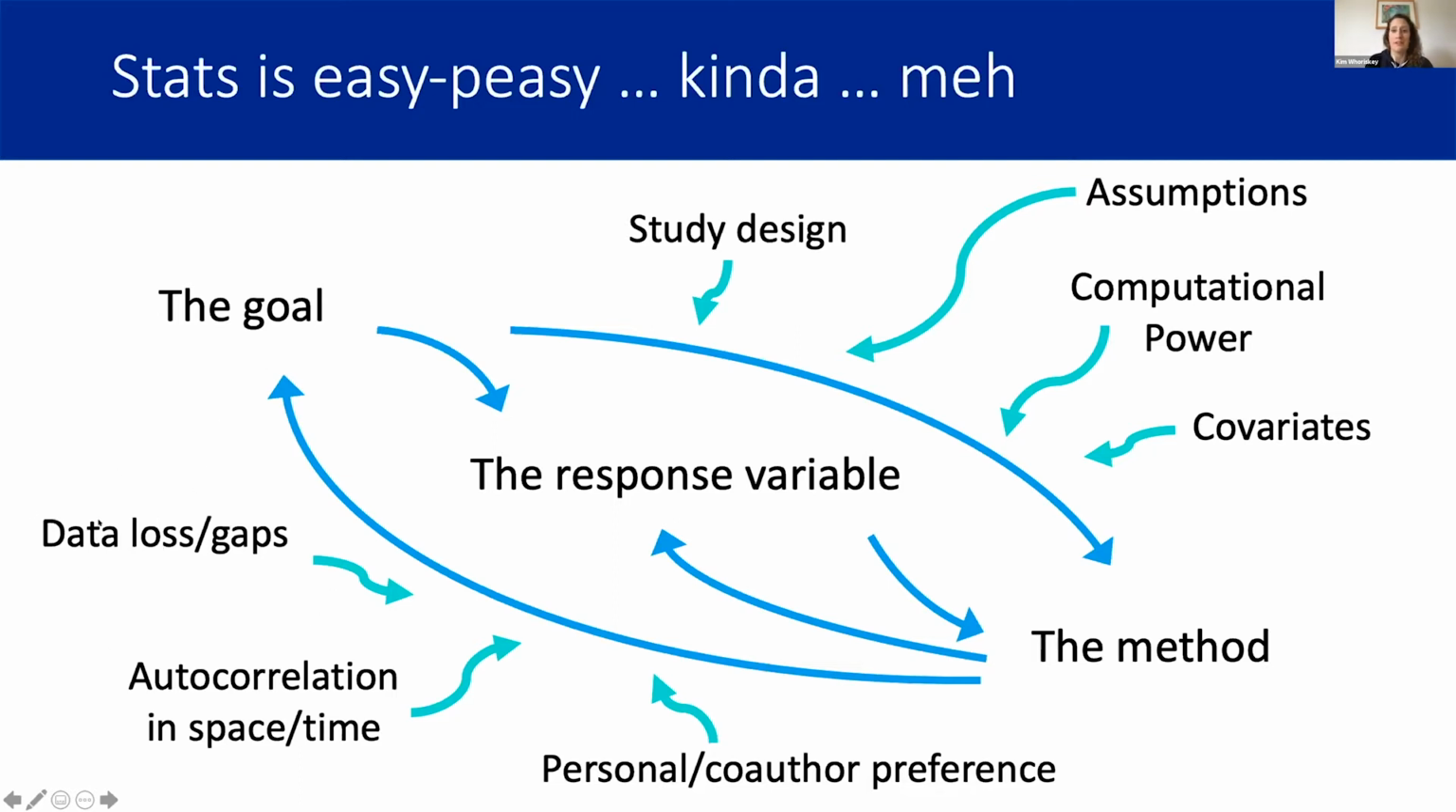I've heard of people who've had their laptops stolen, so they've lost data that way. You also just have gaps from our measuring devices, so from our tags. Autocorrelation in space and time can cause different methods to be more useful or not. And then finally, there's also personal and co-author preference. And that's a totally normal thing to rely on too, right? Because if you're more familiar with a method, you're probably going to be better at using that method than other methods, at least at the beginning.